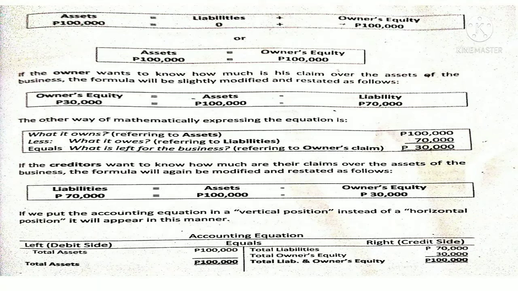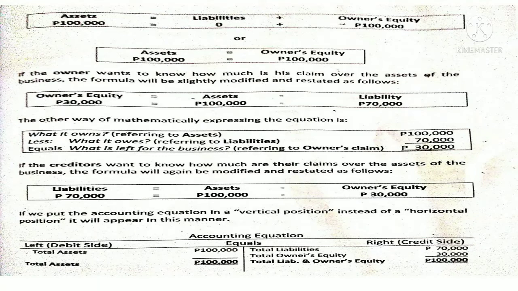So another one, if the creditors want to know how much are their claims over the assets of the business, the formula will again be modified and restated as follows. So at this time, the creditors who lent money also want to know how much their claim is over the company. Okay, so liabilities is equals to assets minus owner's equity. So makita na to, 100,000 minus 30,000 is equals to 70,000. So balance gid siya.